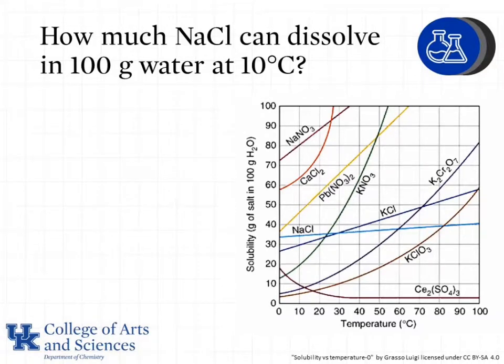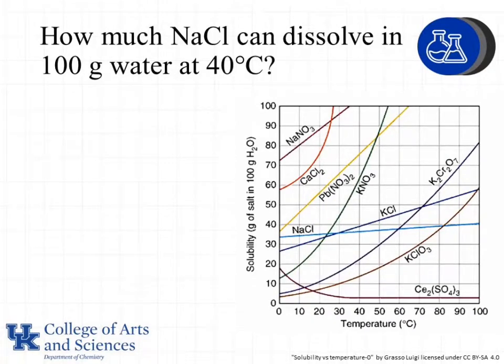How much NaCl can dissolve in 100 grams of water at 10 degrees Celsius? We're looking at the same amount of water and the same temperature, but we're looking at a different compound. We identify its location on the curve, represented by the light blue line. We're still at 10 degrees Celsius, and so we follow the line up and we see that about 34 grams of NaCl will dissolve in 100 grams of water at 10 degrees Celsius.